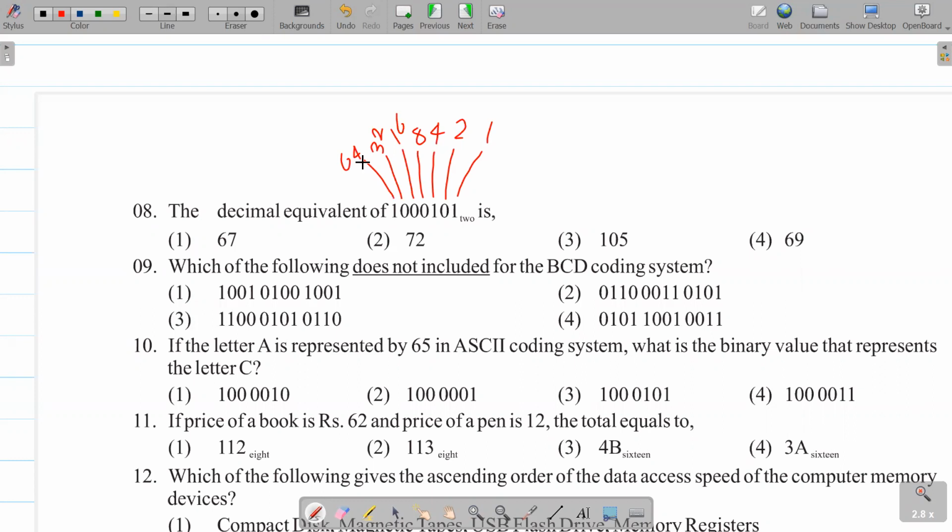Since it is a binary number, we can do a small trick. We don't need to multiply each place value by its symbol value. We can simply add 64 because it has a 1, and then add 4 because the place value 4 has a 1, and then 1, since it is again a 1 in the binary number. So 64 plus 4 is 68, 68 plus 1 is 69. The correct answer is going to be 69.